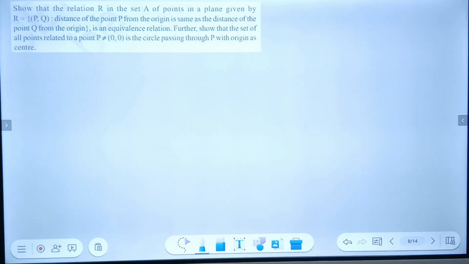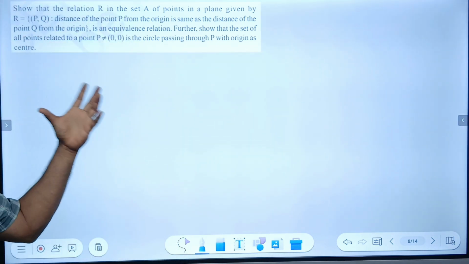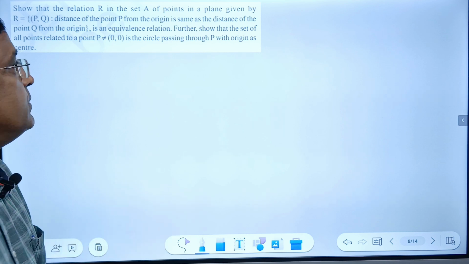Okay, let me take this simple question. This is an NCERT question. So I will solve one problem and leave. The rest of the things we'll do in the next video.